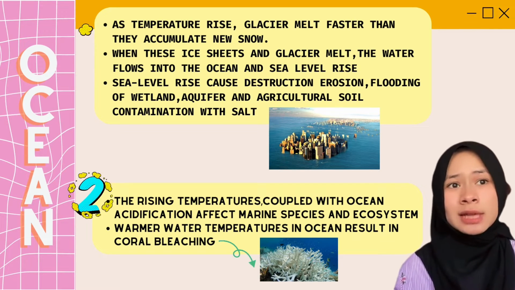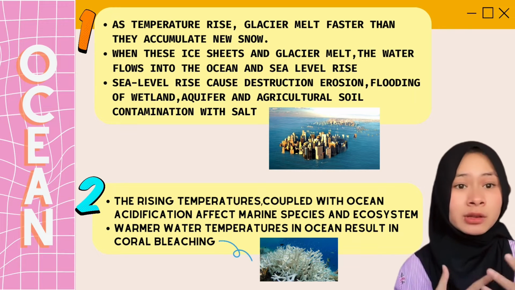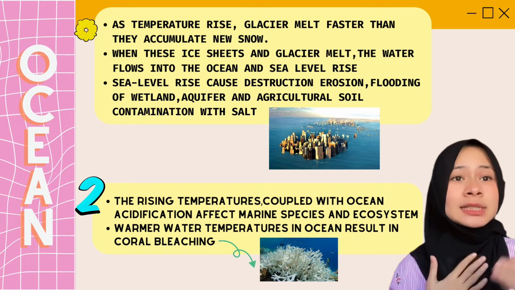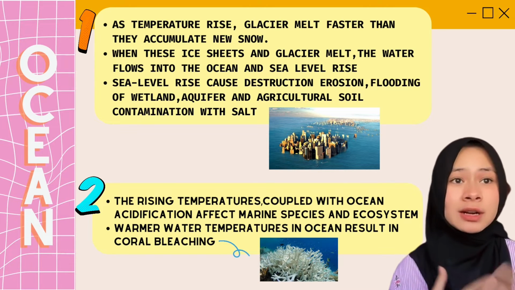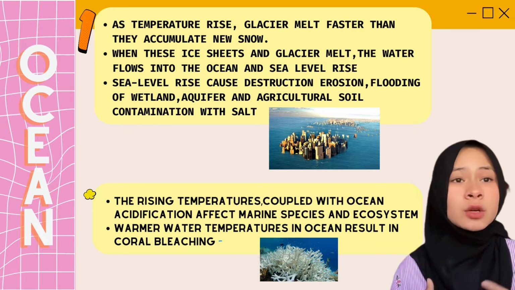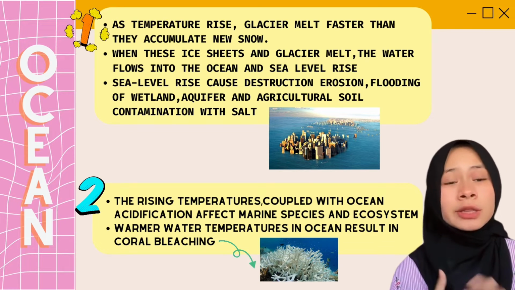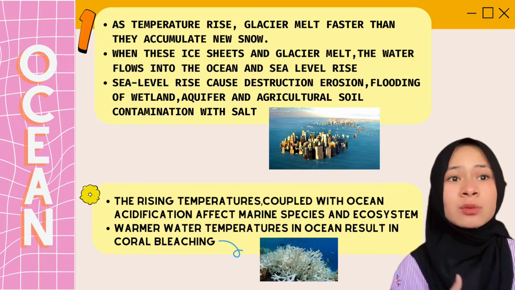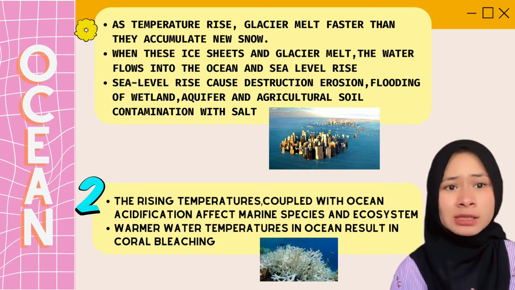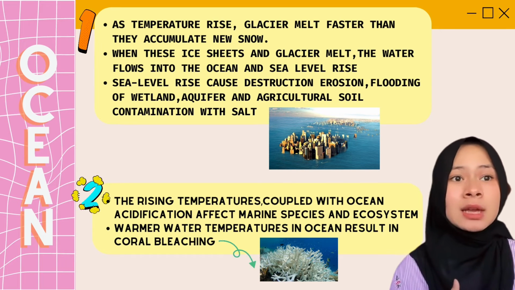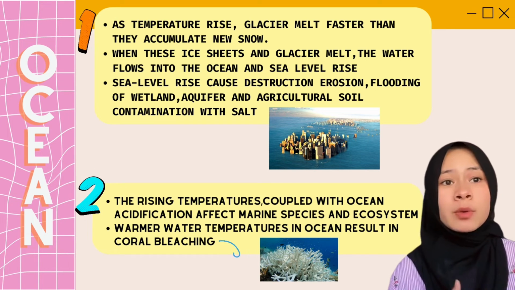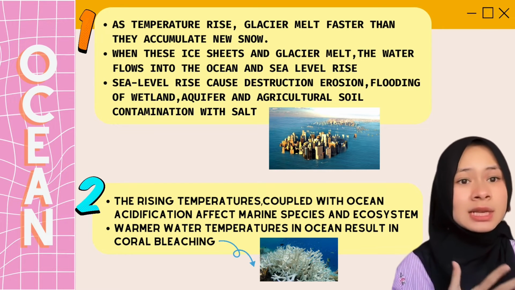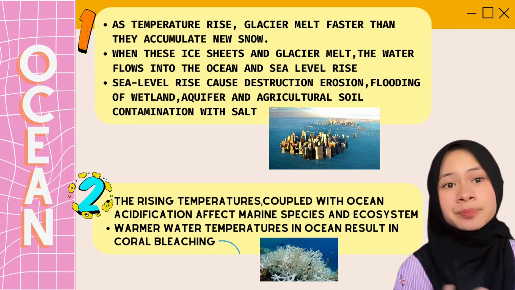So when these ice sheets and glaciers melt, the water flows into the oceans and causes sea level rise. The sea level rise will cause destruction of erosion, flooding of wetlands, aquifers and agricultural soil, and contamination with salt. Second, the rising temperature coupled with ocean acidification will affect marine species and ecosystems. A warmer water temperature in the oceans results in coral bleaching, as shown in this diagram.